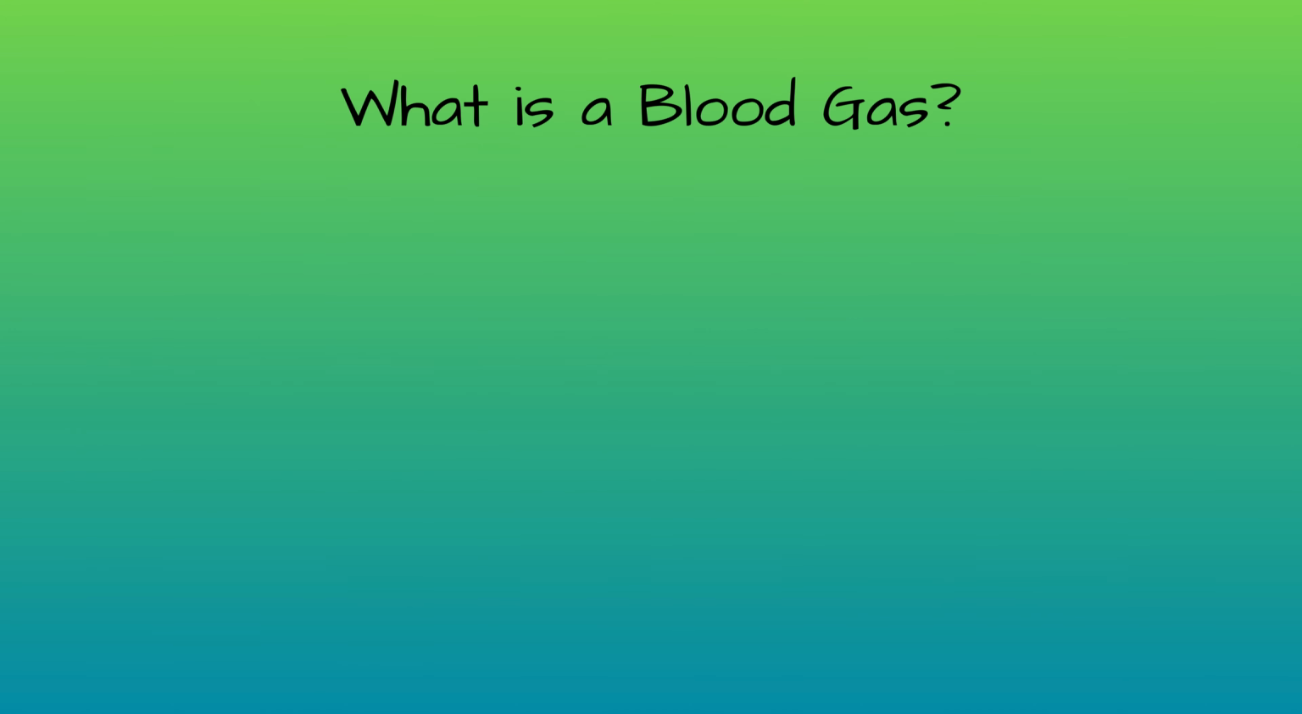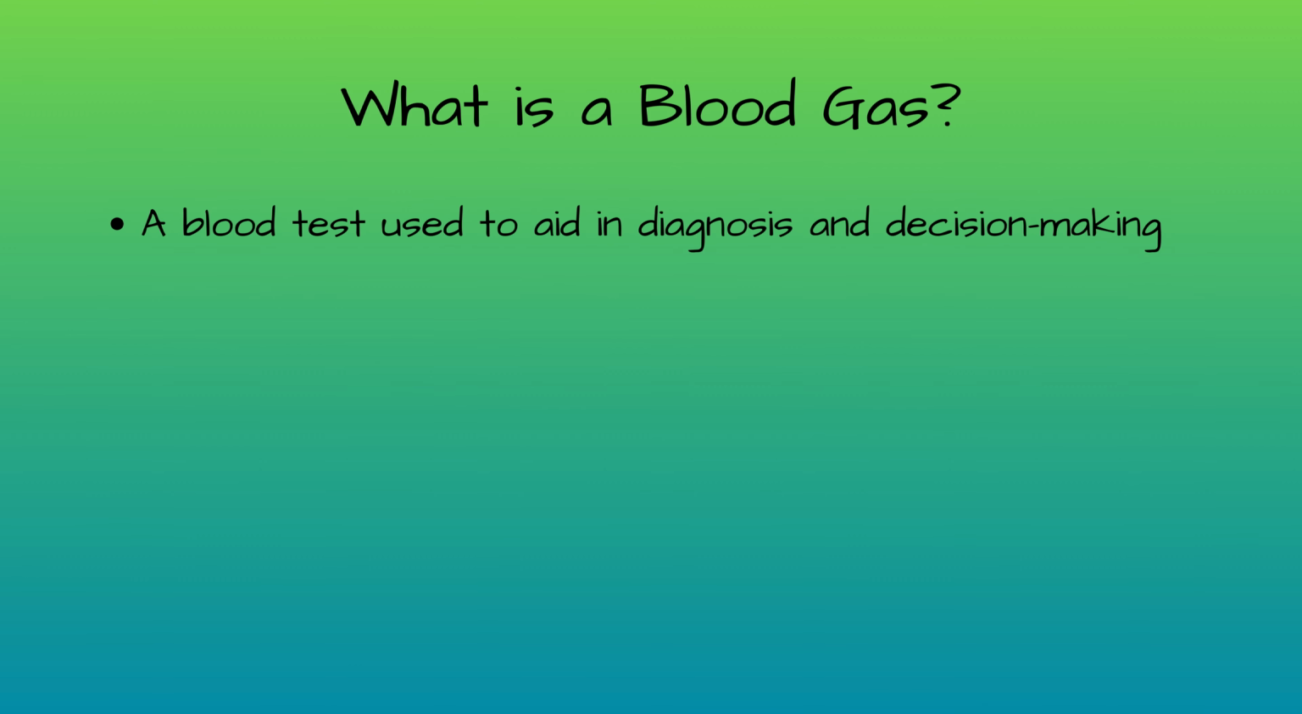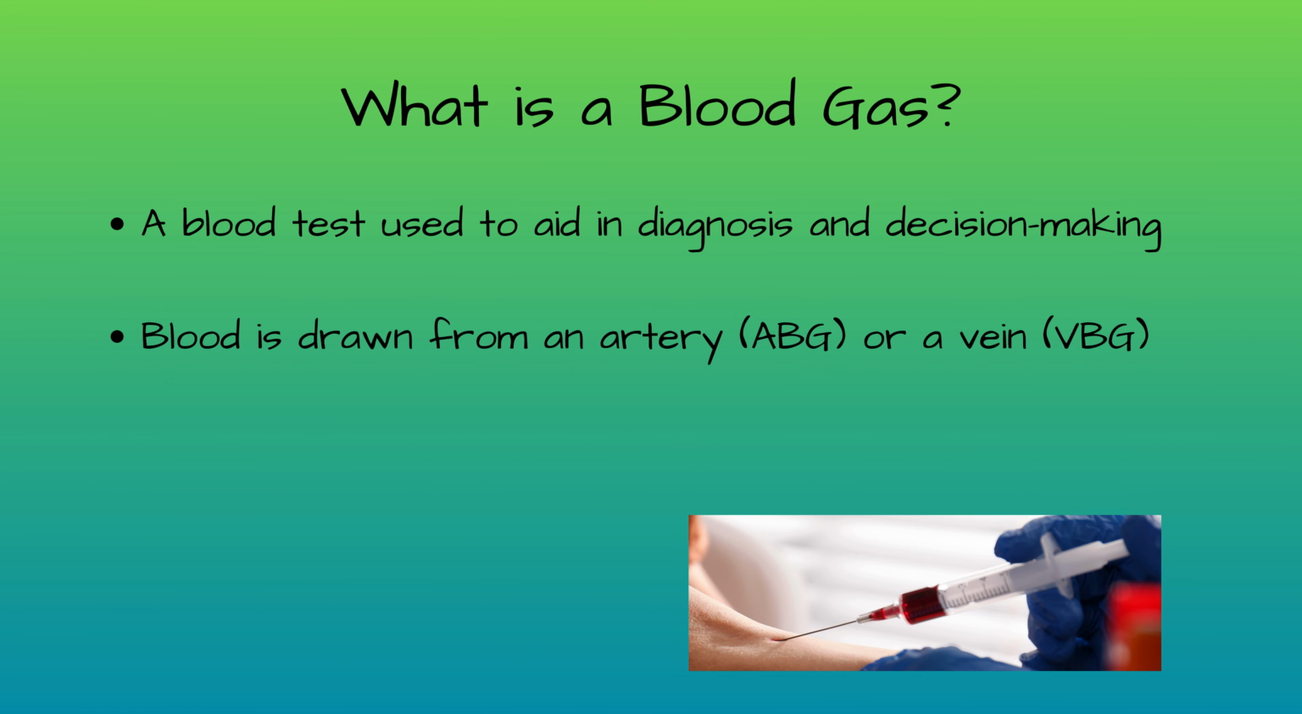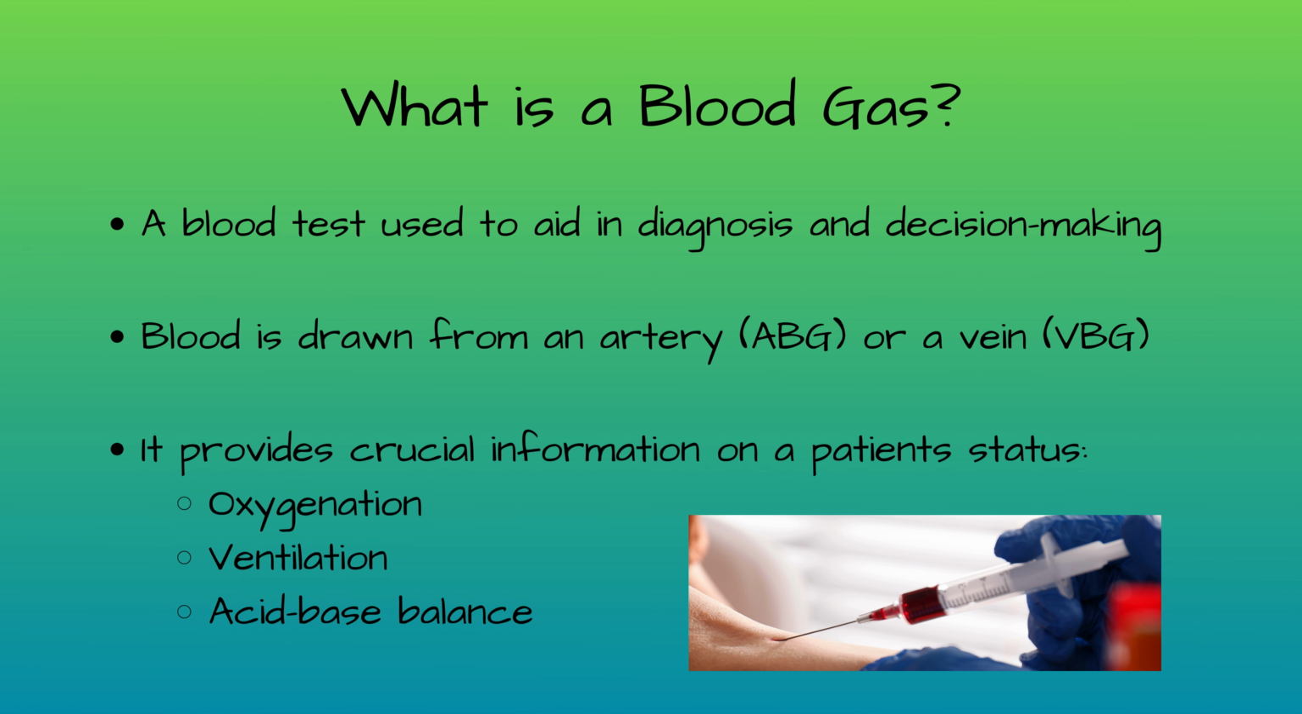What is a blood gas? A blood gas is a simple test that healthcare providers use to aid in the diagnosis of medical conditions and guide treatment decisions. A blood sample is drawn from either an artery or a vein and then processed by a blood gas analyzer device. The most common arteries sampled are the radial, brachial, and femoral. Blood gases provide useful information on the patient's oxygenation, ventilation, and acid-base status.